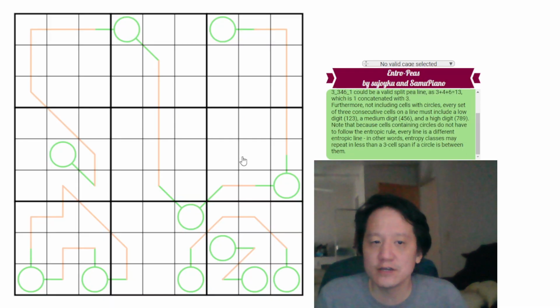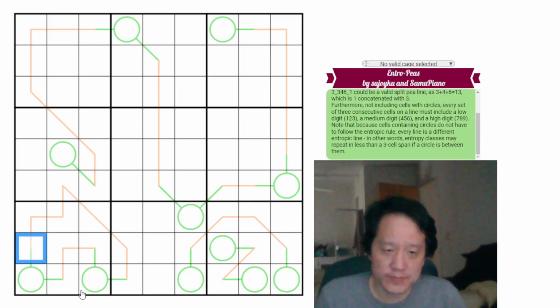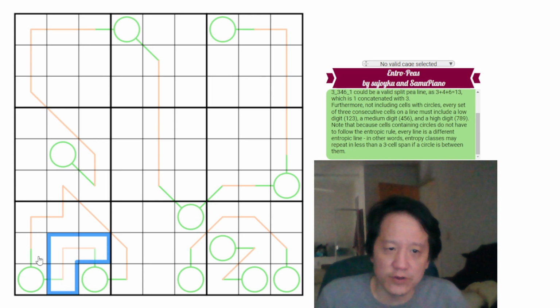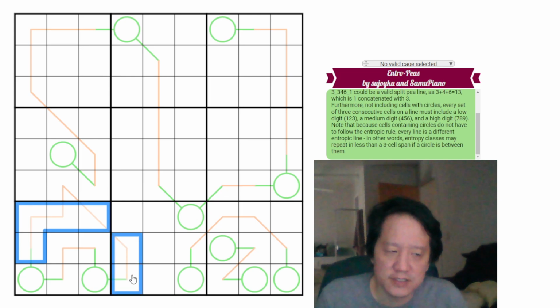So let's go. Interesting. So these 3 either add up to the same as these. That's a lot. 1, 2, 3, 4, 5, 6, 7.